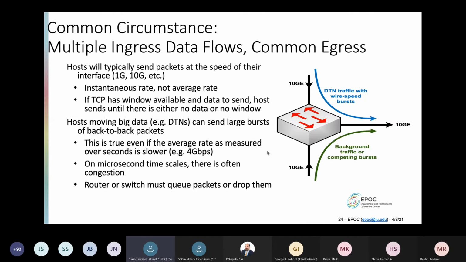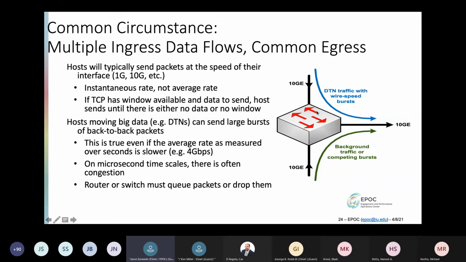So what are we optimizing for? This is sort of the most common use case that we deal with here. It's the multiple ingress of data flows and a common egress path. So in this situation, if you have your DTN traffic, which is often bursty by nature, coming in and hitting this switching fabric right here, but you also have this background of competing traffic and competing bursts, what's going to happen once we get into the inside of this thing right here?